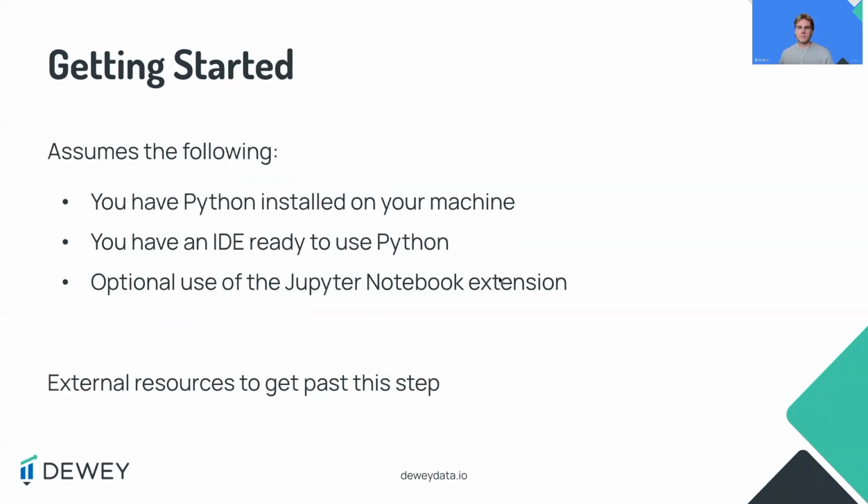So to get started, we're going to assume a few things. First, that you have Python installed on your machine. Next, that you have an IDE ready to use Python. And today we're going to make use of the Jupyter Notebook extension in VS Code. If all of this is a little bit confusing, be sure to research these items and get this ready to go, and you can move forward with this tutorial. Now let's go ahead and move over to VS Code.